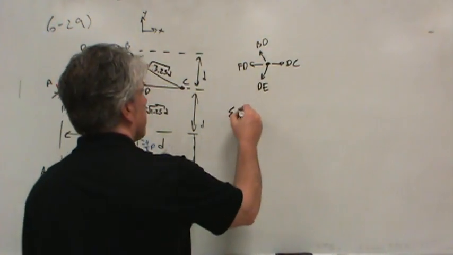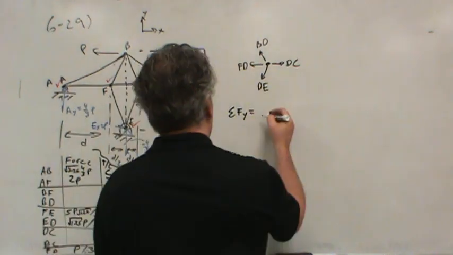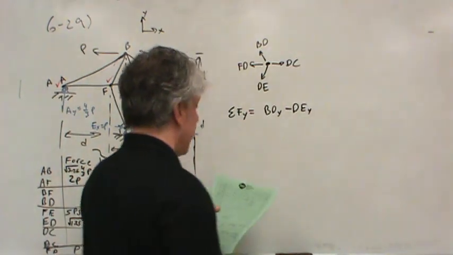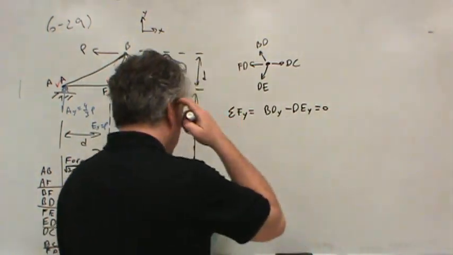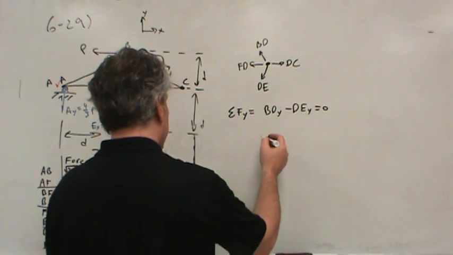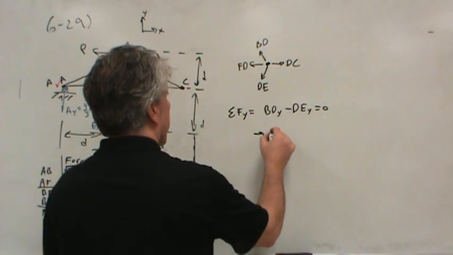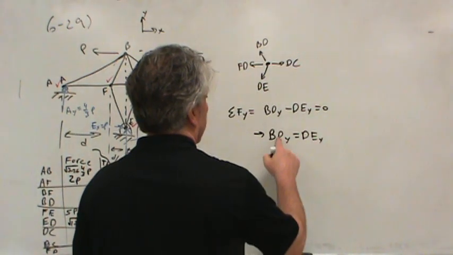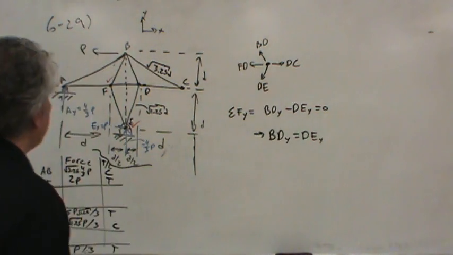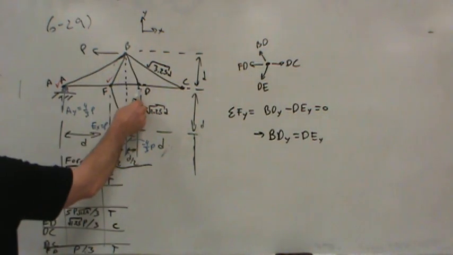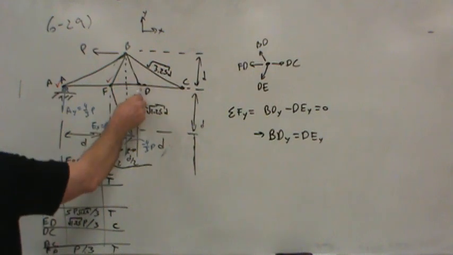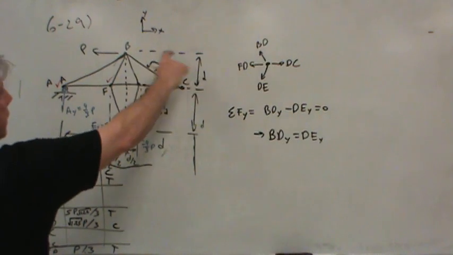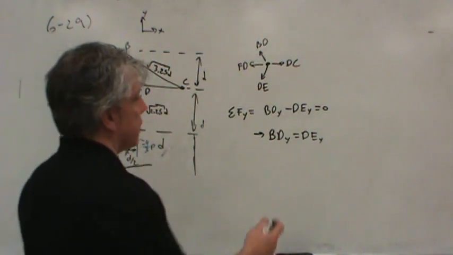So if we sum forces in the vertical direction, we get BDY's component minus DEY's component, and I think that's it. And so what we'd find from this is that BDY equals DEY. Now where is BD? It's right here, and DE, it's right here. Again, these two are geometrically symmetrical. And so the factor y would be simply d over root 1.25d. It's the same factor for both.